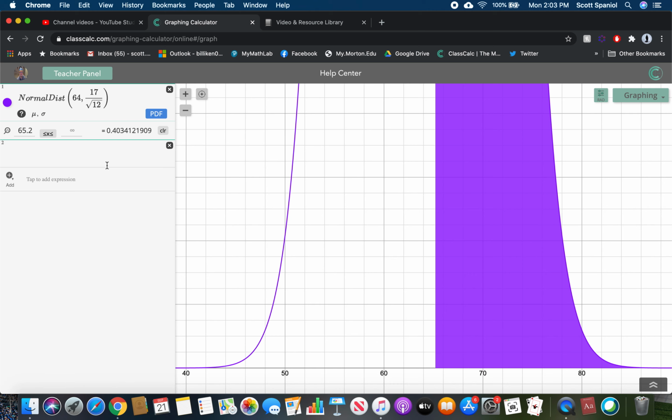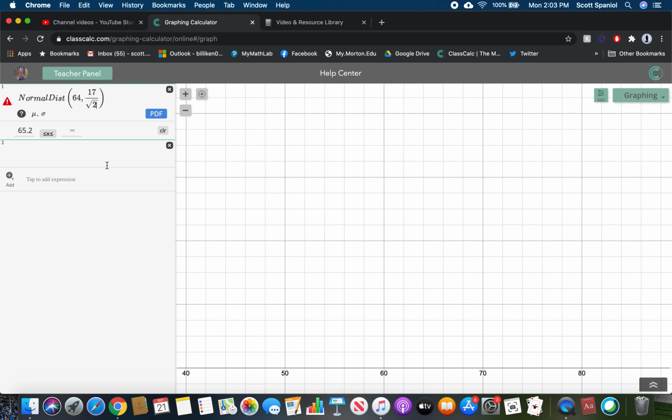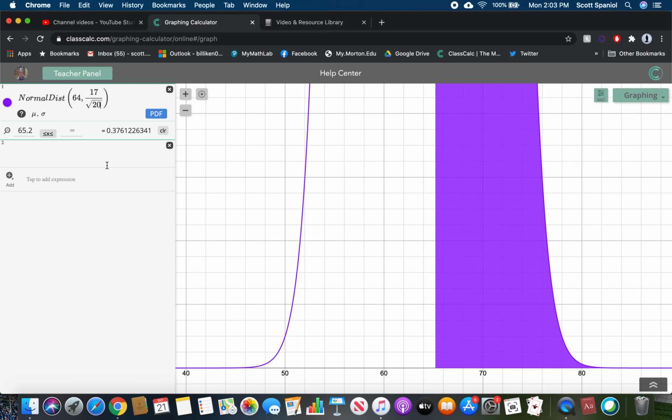Now it's giving me the same answer. It's just looking super weird. I don't know why it's doing that. But let's just try changing this to 20 now. Okay. It's still looking weird.